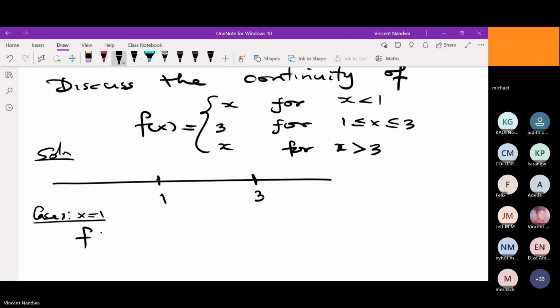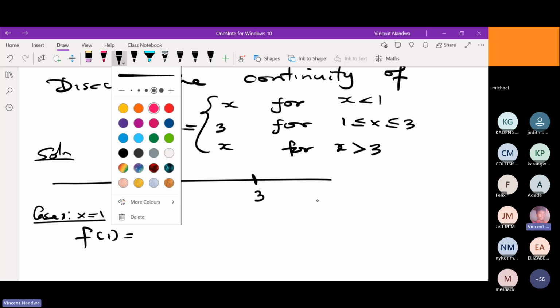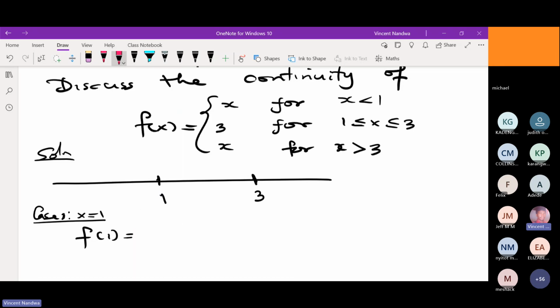So what is f of 1? I hope you remember when you were discussing different types of functions, this is an example of a piecewise defined function. So this f of x is defined by 3 different formulas. We have formula 1, formula 2, and formula 3. According to the given conditions, if you want to find the value of the function at x equals 1, which of the 3 formulas do you use?